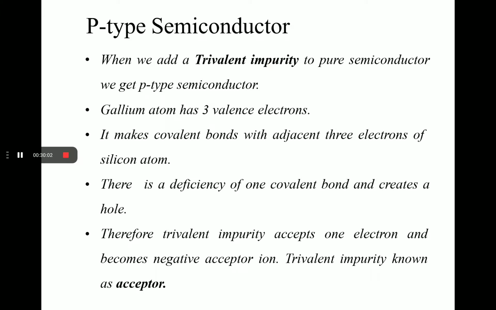So when we add a trivalent impurity to the intrinsic semiconductor, the result is p-type semiconductor. Consider a small amount of boron added to a silicon crystal. Boron is an atom which has three valence electrons. So these electrons form covalent bonds with the three neighboring silicon atoms.